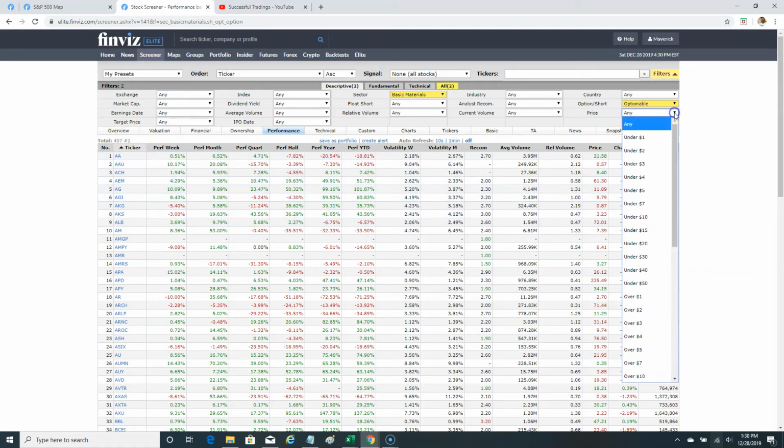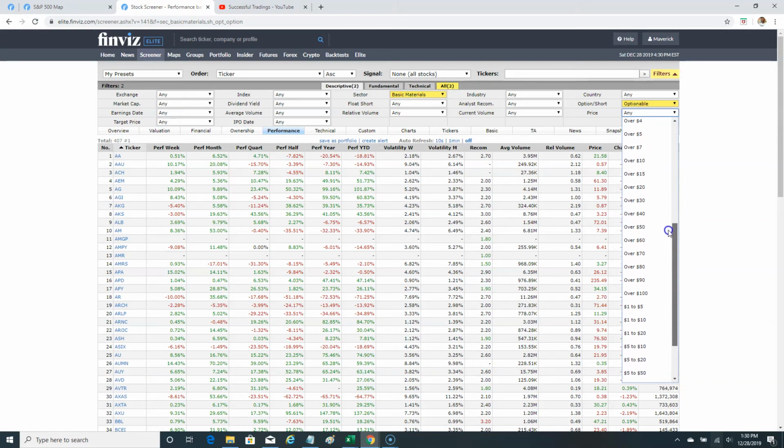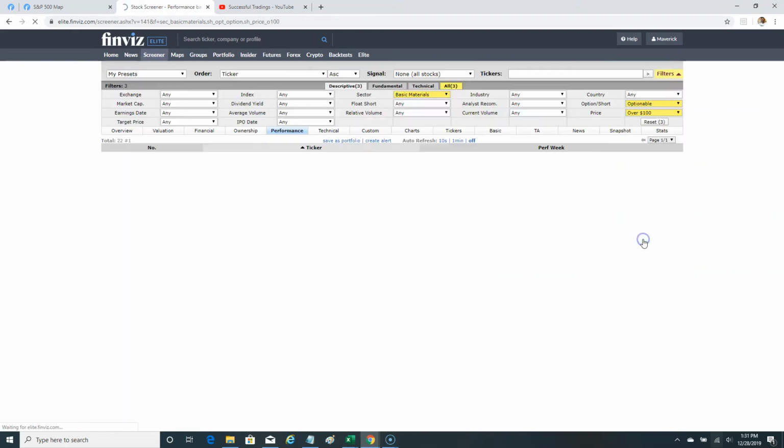So how about the price? I have my personal bias, if you will, that all things equal, always trade options with stocks that have the highest price. That's something I will have to prove with an actual study at some point that I will be sharing. But for the time being, let's say you agree with that, and I want stocks within my sector of interest, basic material. How did I choose basic material? Because it was the best performing sector over the past month. And I'm going to say over $100.